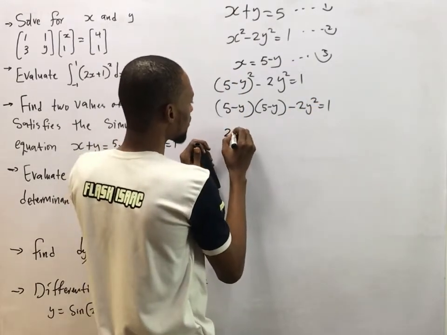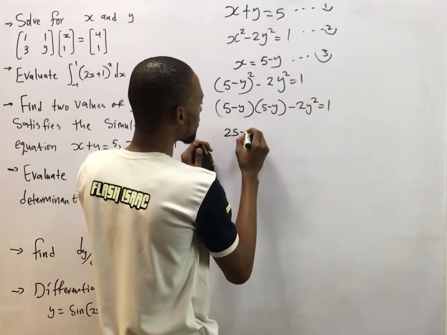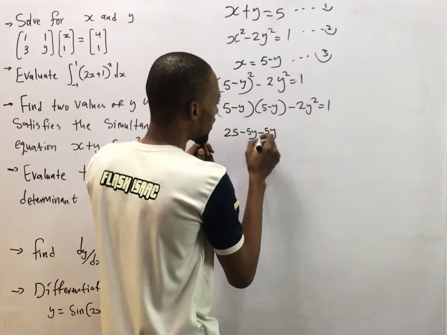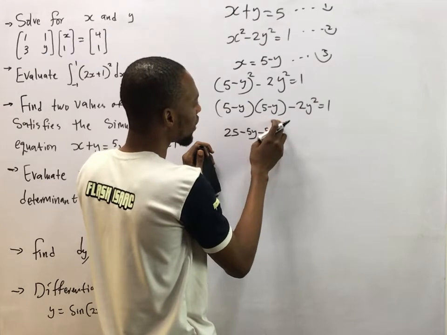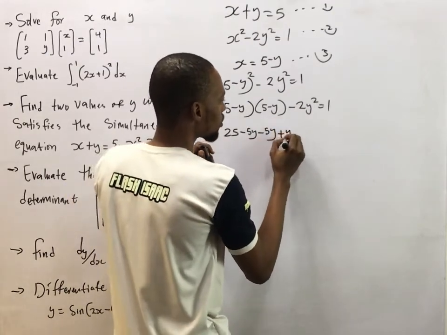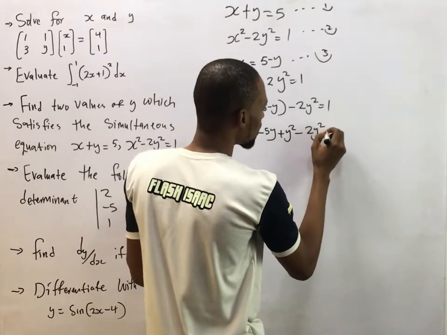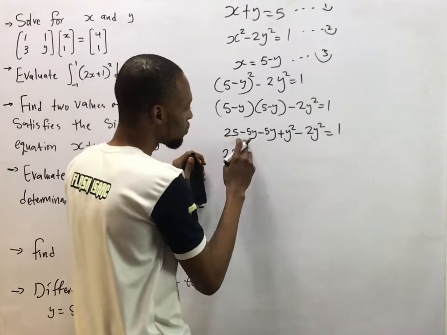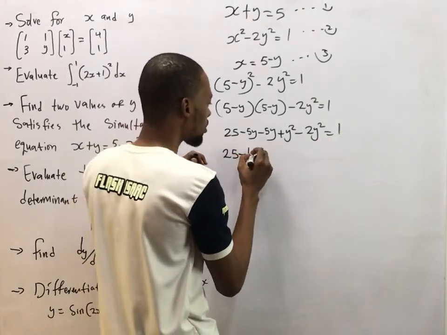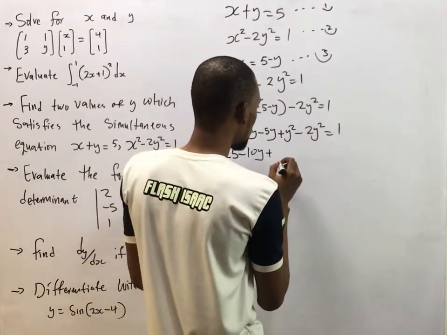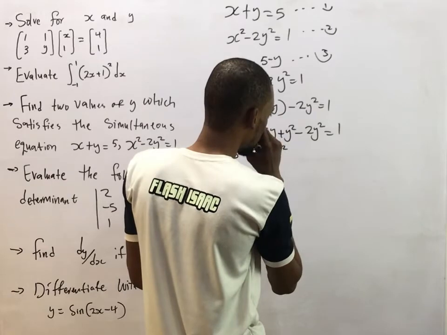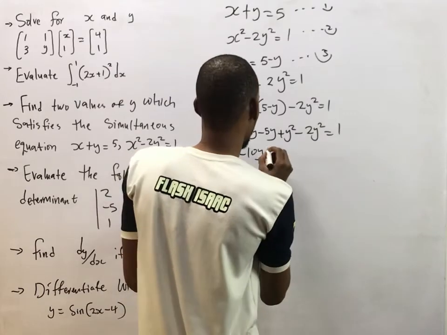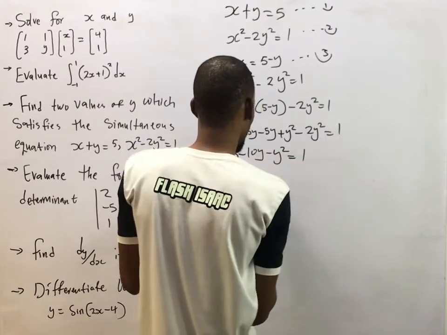5 times 5 is 25. 5 times minus y is minus 5y. Minus y times 5 is minus 5y. y times y is y squared, so minus times minus is plus. Minus 2y squared is equal to 1. So with this, we have 25, minus 5y minus 5y is minus 10y, plus y squared. y squared minus 2y squared is simply minus y squared. So minus 1y squared is equal to 1.